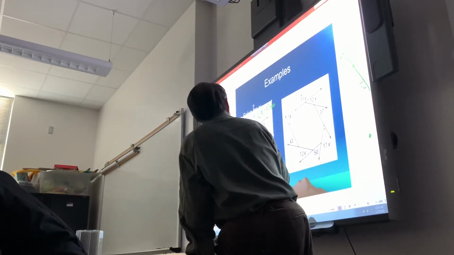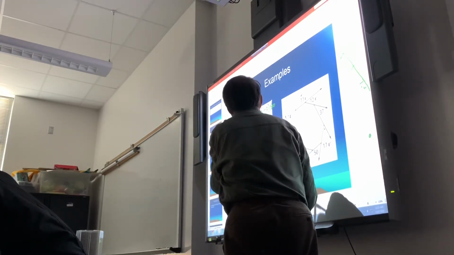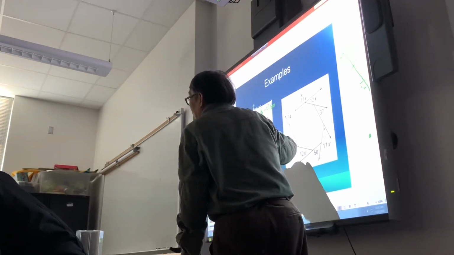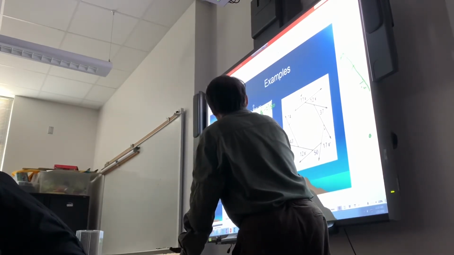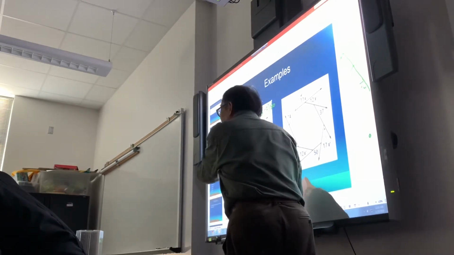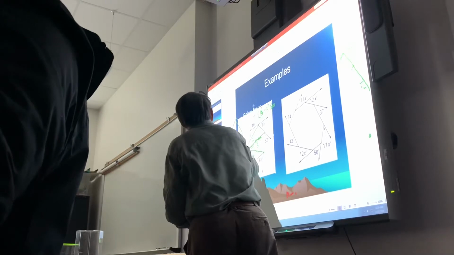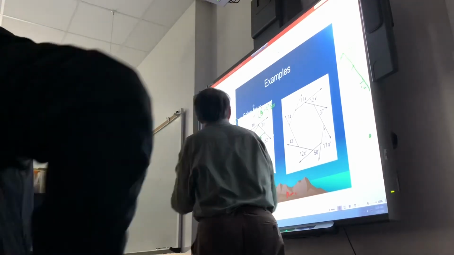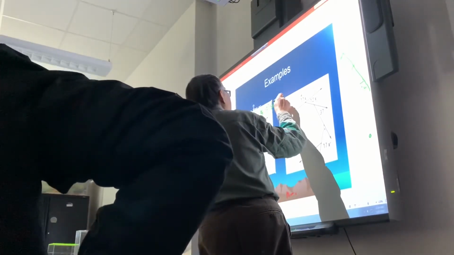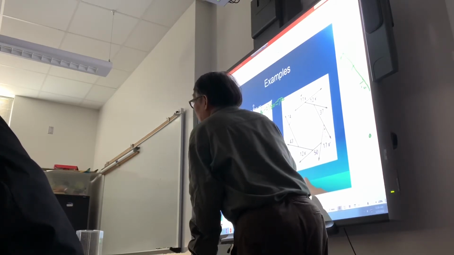Oh, I'm sorry, this is 6 sides. Hexagon. You have 4 triangles, and each triangle has 180 degrees. The sum should be 6 minus 2 times 180. This is a hexagon, not a pentagon. No matter how big the angle is, the measure of each triangle is 180 degrees. For instance, we have a big triangle and a small triangle, the interior angle sum is 180. Do you understand, please? So 180 plus 180 plus 180 plus 180, 4 times 180, should be 720 degrees.